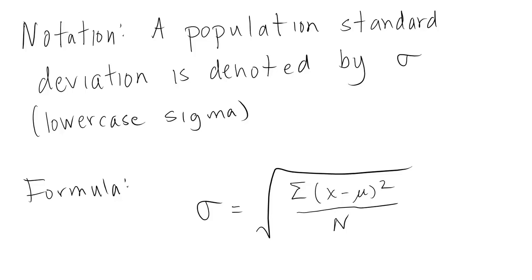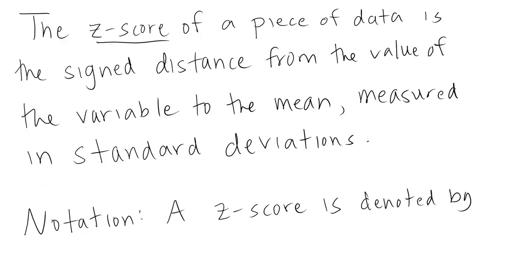Along with this comparison of variation of two different sets, we also use standard deviation in other applications. For example, it's part of the formula for what we call a z-score. The z-score of a piece of data is the signed distance from a value of the variable to the mean measured in standard deviations. That's the important part. We measure the z-score not in the units of the original variable, but in standard deviations. This is a way to norm out differences in two sets of data.